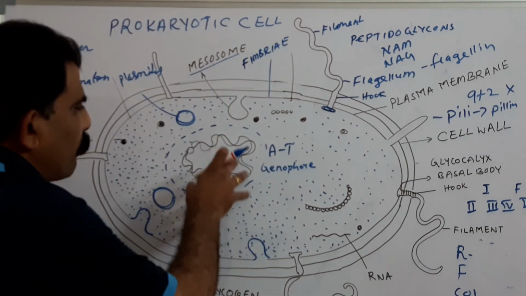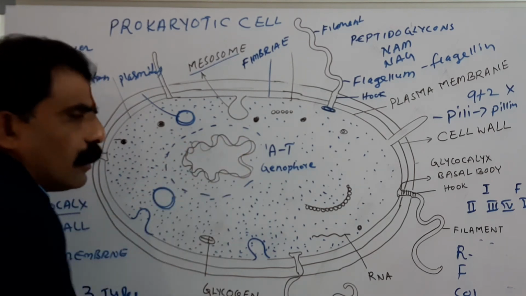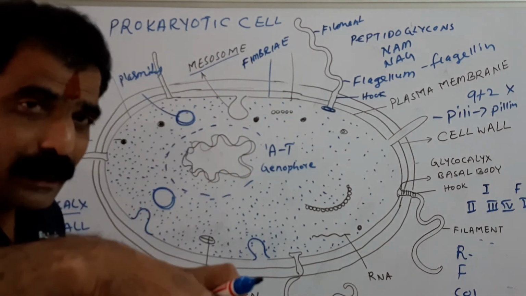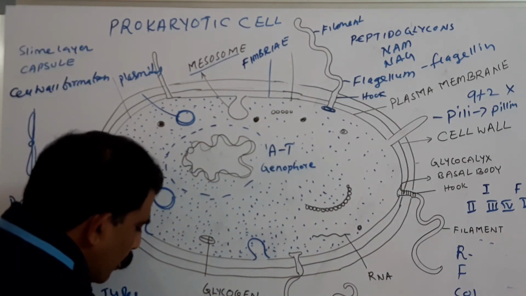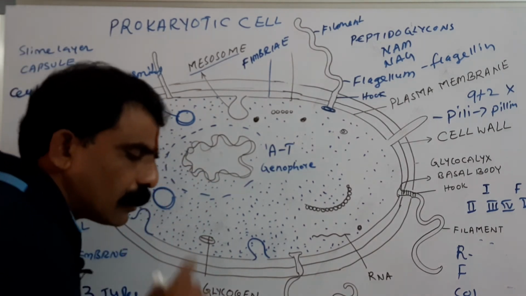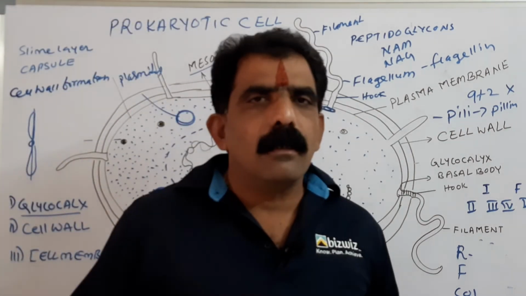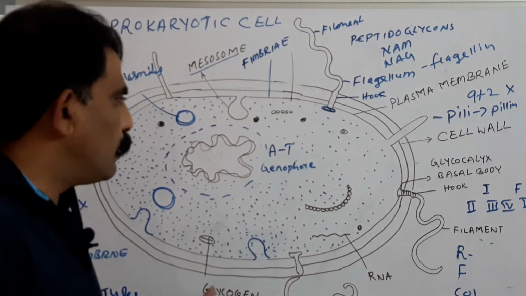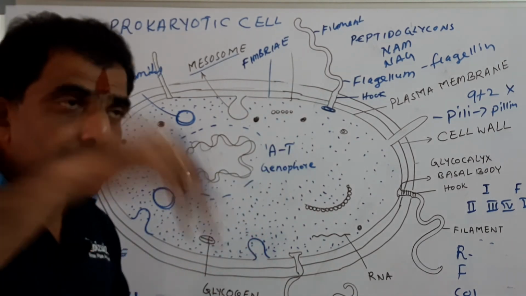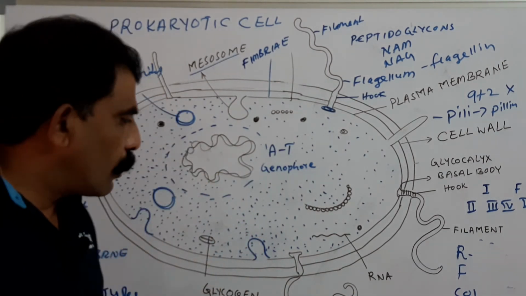The space of the bacteria where the genetic material is occupied is called the nucleoid. Nucleoid is the space of the prokaryotic cell which is occupied by the genophore. The chief genetic material is genophore; the additional genetic material is plasmid.